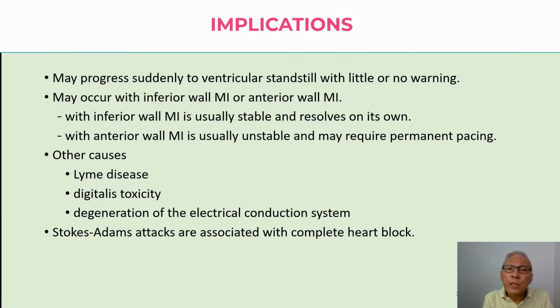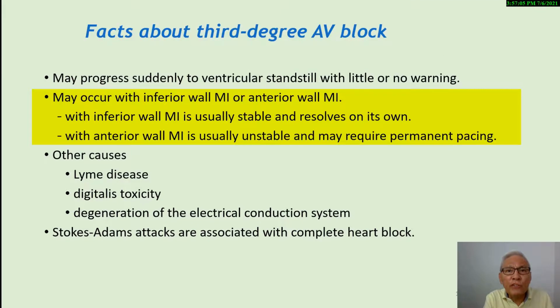So what are the implications of a third-degree AV block? Third-degree AV block may progress suddenly to ventricular standstill or asystole with little or no warning. This usually is a finding that occurs as a result of a complication of myocardial infarction, particularly inferior wall MI or anterior wall MI.